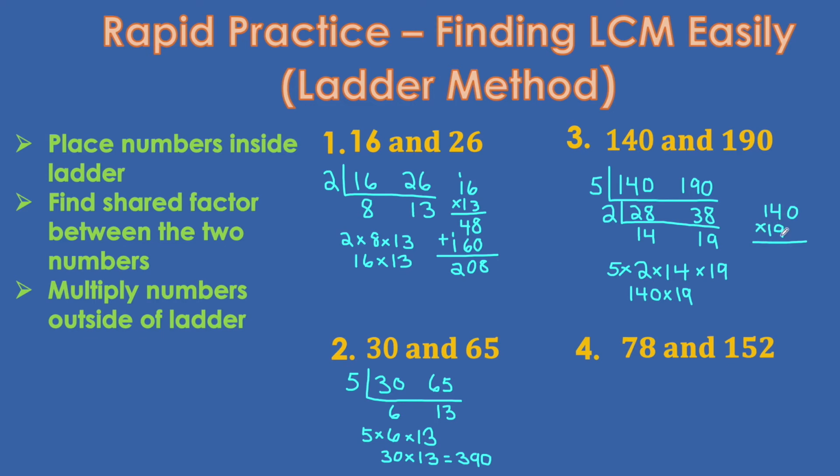So 14 times 19. 4 times 9 is 36. Carry the 3. 1 times 9 is 9, plus the 3 equals 12. Put a placeholder in the 1's place. 1 times 4 is 4. 1 times 1 is 1. Going to add. We have 6 plus 0 is 6. 2 plus 4 is 6. 1 plus 1 is 2. Now we're just going to bring down that 0 that we had from earlier. And our final answer is 2,660.